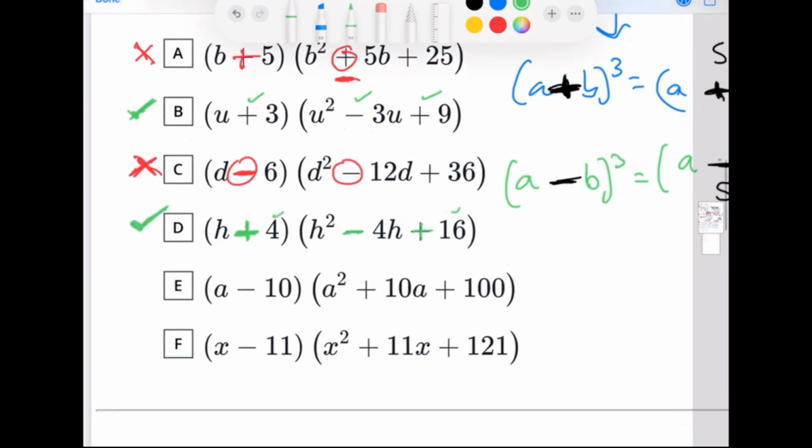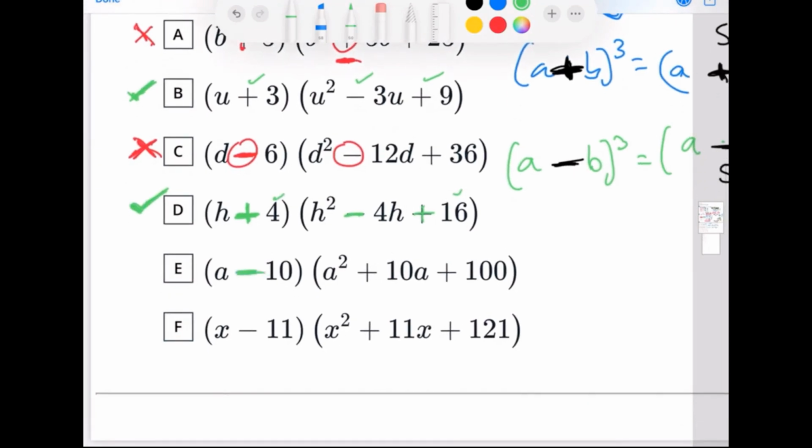It's like the same thing over here. I have a minus sign, so again, SOAP, same. Opposite, this is opposite, that's good, and always positive, good. If my B value is 10, so this is going to be 10 squared, which is 100, that works.